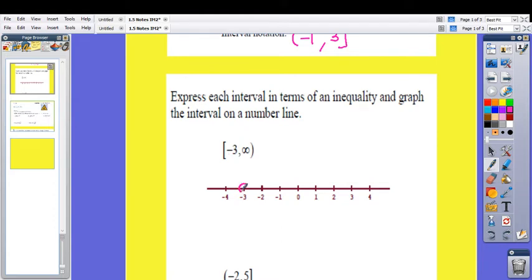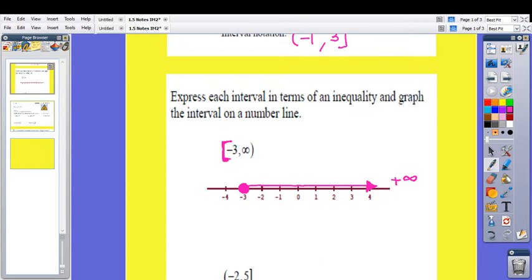So this is our -3. Now it's going towards positive infinity, so it will be going towards it. One more thing, which is this bracket. When we have the bracket, that means it's a closed dot, so you fill it, okay?